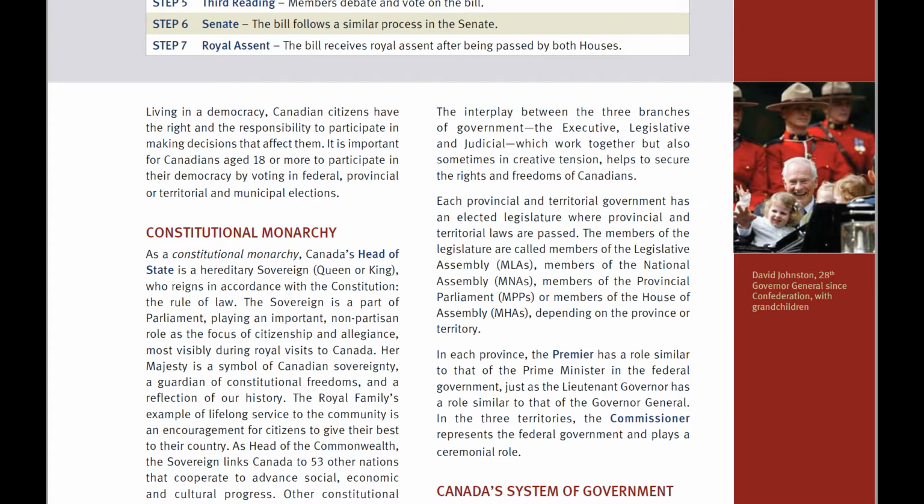In each province, the Premier has a role similar to that of the Prime Minister in the federal government, just as the Lieutenant Governor has a role similar to that of the Governor-General. In the 3 territories, the Commissioner represents the federal government and plays a ceremonial role.